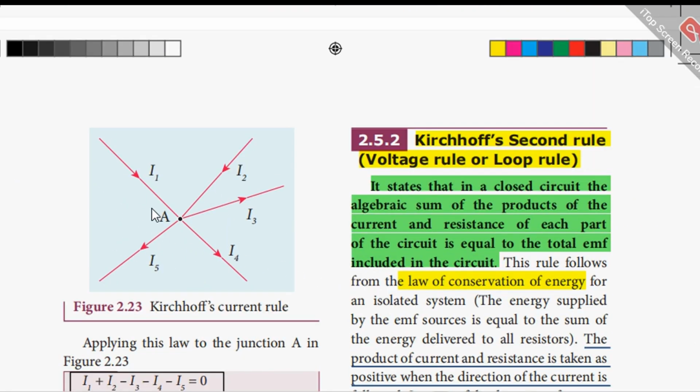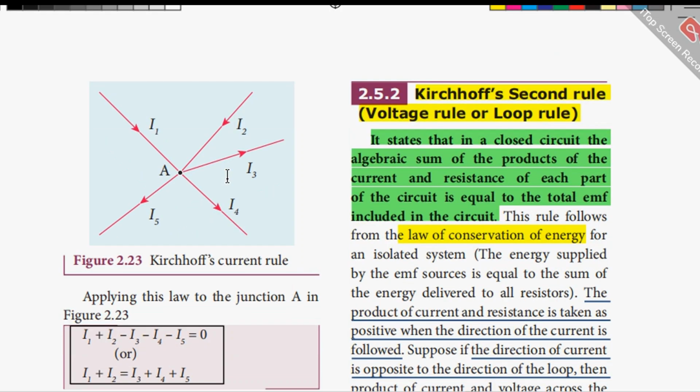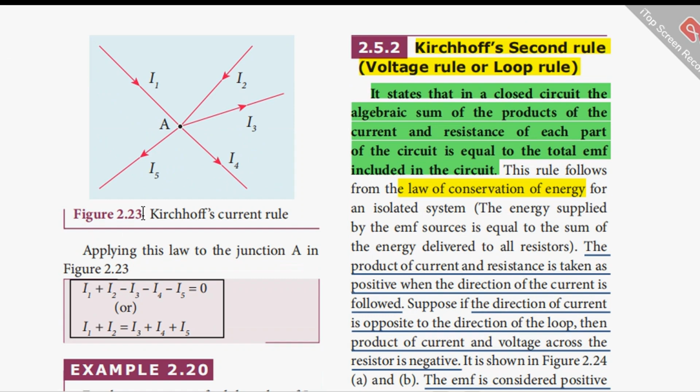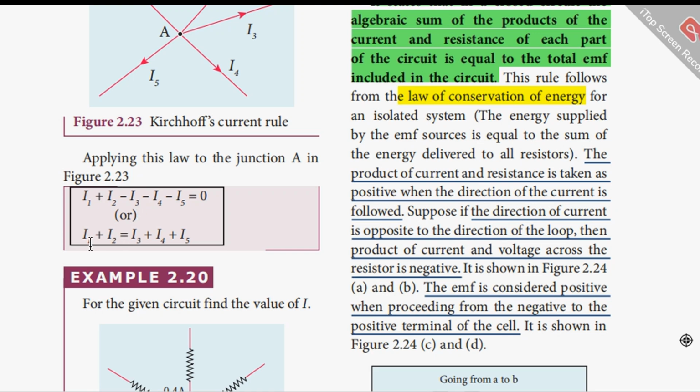So here in this diagram, the currents I1 and I2 are moving towards the junction, whereas the currents I3, I4 and I5 are moving away from the junction. Therefore, I1 and I2 are taken as positive, as given here, and I3, I4 and I5 are taken as negative, as given in this expression. So at this point A, if you apply Kirchhoff's first law, then I1 + I2 - I3 - I4 - I5 = 0. This is the algebraic sum of the currents. So this expression can be written as I1 + I2 = I3 + I4 + I5.